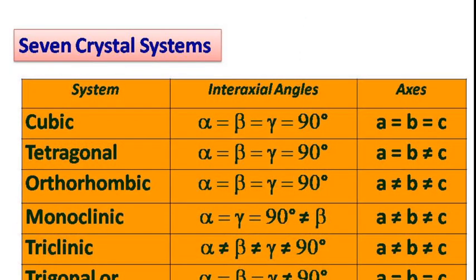These are the 7 crystal systems. First one is cubic, tetragonal, orthorhombic, monoclinic, triclinic, rhombohedral, hexagonal.